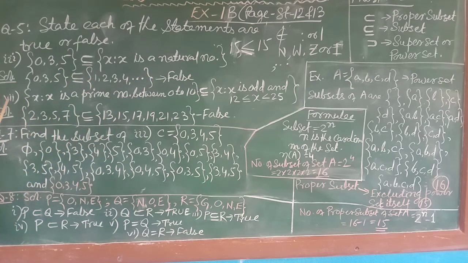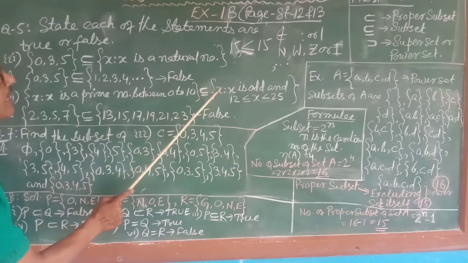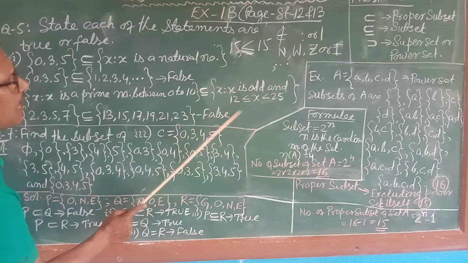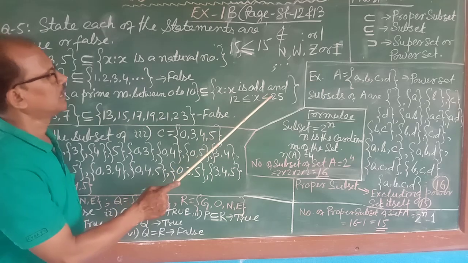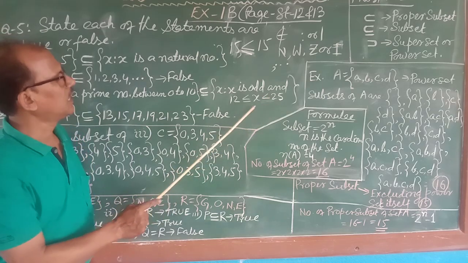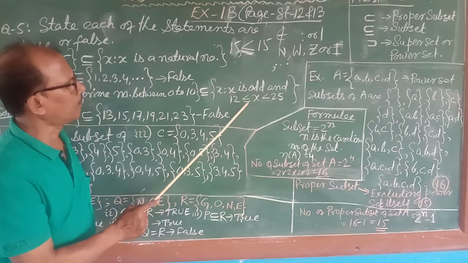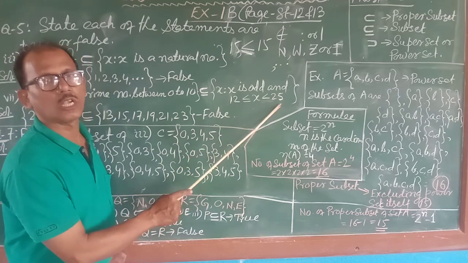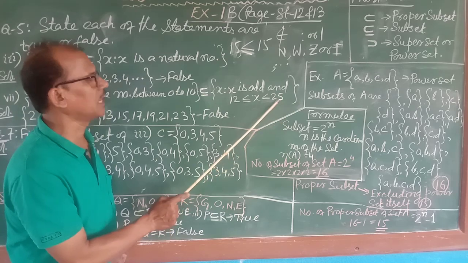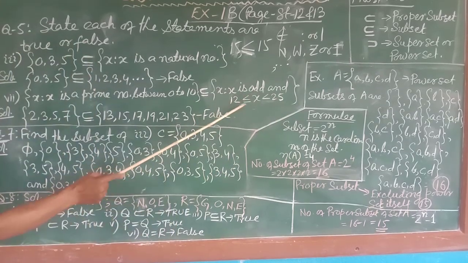I have taken question number 7 also under question number 5. x such that x is a prime number between 0 to 10, subset sign, not proper subset sign, x such that x is an odd number and x is greater than or equal to 12 and less than 25. That means the odd numbers should be from 12 to 25, lesser than 25, till 24. So you convert this one in roster form.